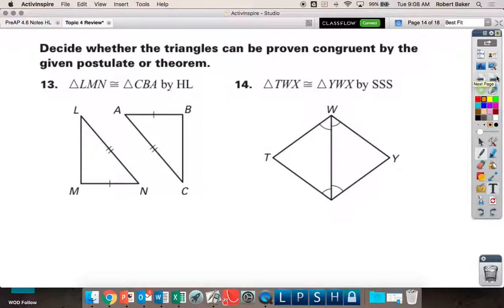Decide whether the triangles can be proven congruent by the given postulate or theorem. Number 13. Are those congruent by the HL theorem? No. Correct. Why can you not conclude that? No right angle. So you write no, because there's no right angle. You cannot conclude that. Can you conclude that TWX and YWX are congruent by the side-side-side shortcut? No. Because that's the angle side angle shortcut, not the side-side-side shortcut.